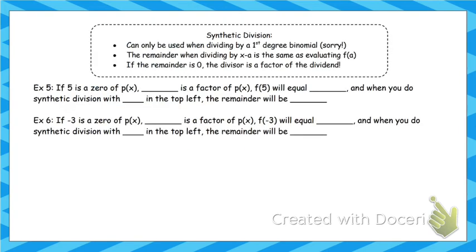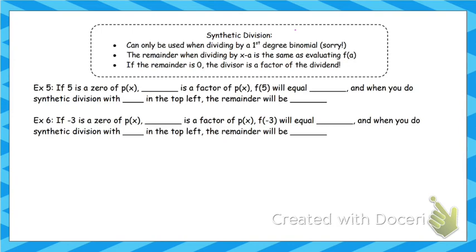All right, so synthetic division, like we said, it's a little bit easier, but it doesn't work all the time. Synthetic division really only works when you're dividing by a first degree binomial. So if you're dividing by x minus 2, if you're dividing by x plus 6, okay, that's when we want to use synthetic division.